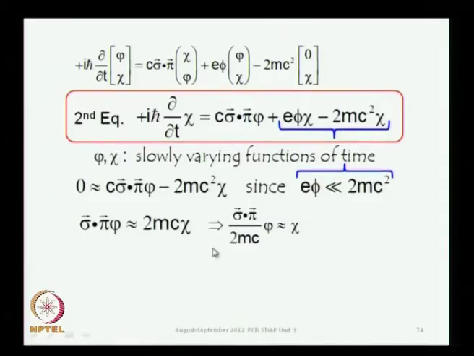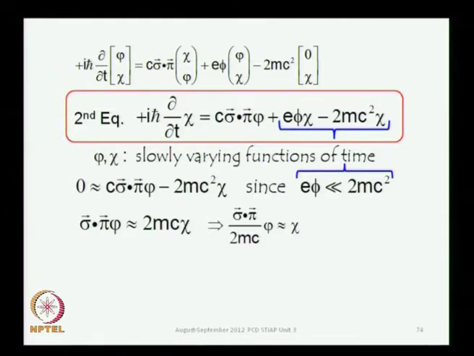Okay, the difference of two terms goes to 0, and therefore, chi is sigma dot pi operating on phi divided by twice mc, more or less, within the scheme of approximations that we have made, and it is nearly given by this relationship. So chi and phi are linearly related, but the proportionality has a denominator which is twice mc, which is the product of two large terms.